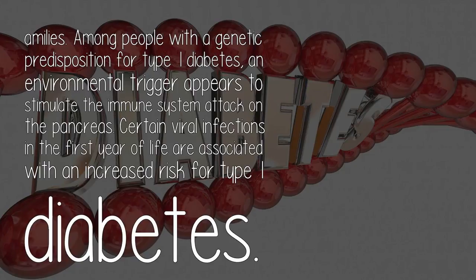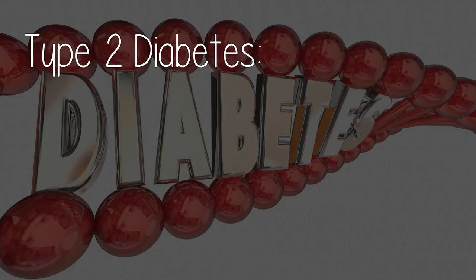Among people with a genetic predisposition for type 1 diabetes, an environmental trigger appears to stimulate the immune system attack on the pancreas. Certain viral infections in the first year of life are associated with an increased risk for type 1 diabetes.